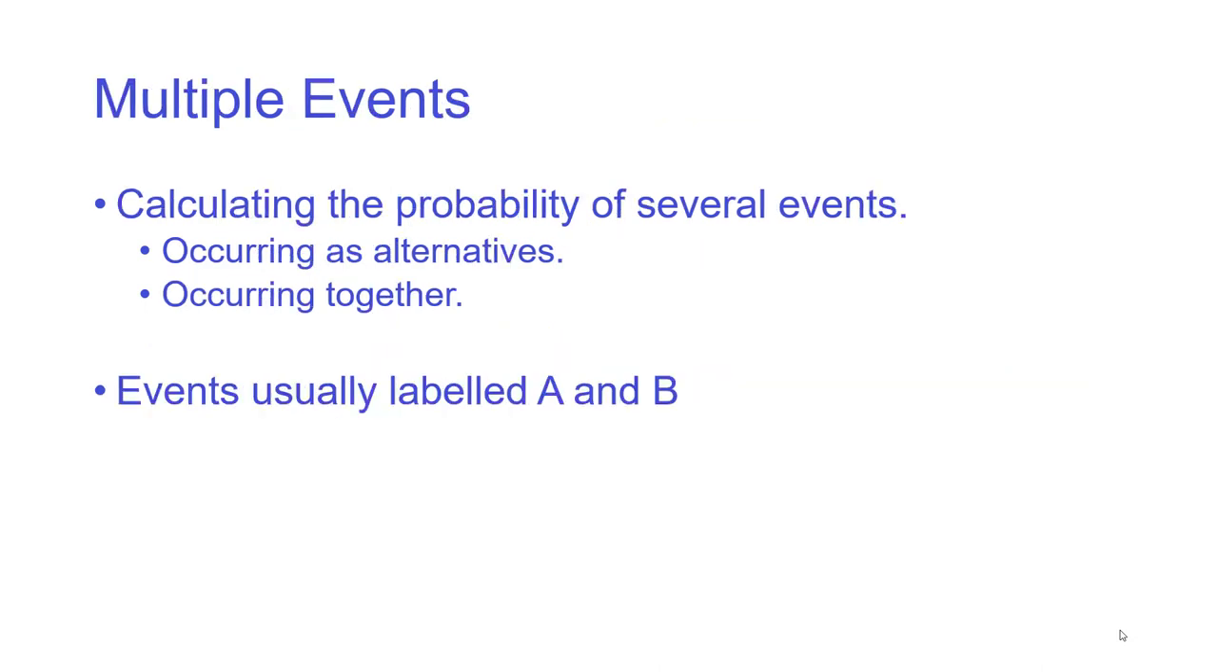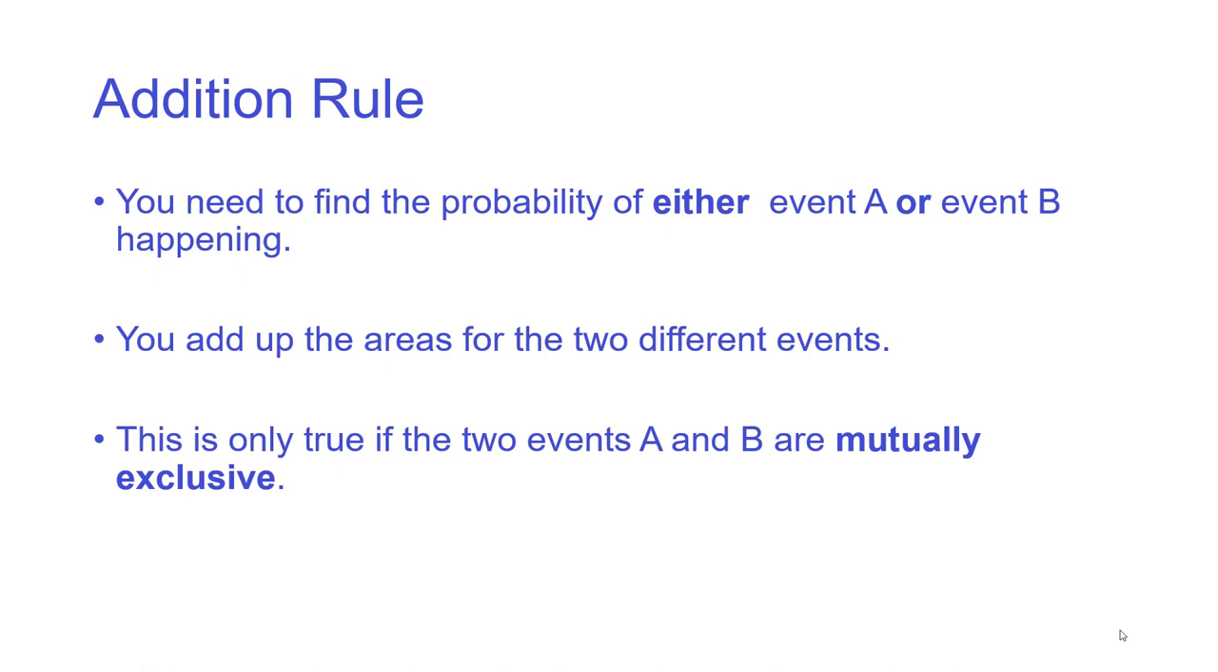So to calculate the probability of multiple events that occur together, we usually label the events A and B. The addition rule tells you how to calculate the probability of either event A or event B happening. So just remember that this is or. In that case, you want to add up the areas for the two different events. But this is only true if the two events A and B are mutually exclusive.